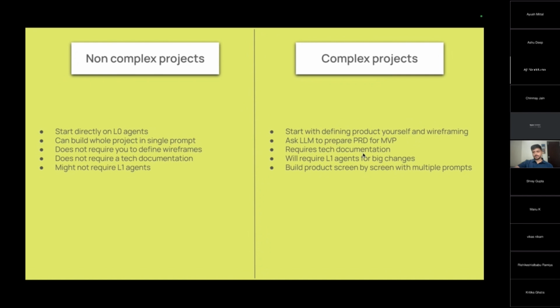At least you need to know the higher level tech, and you will require L1 agents for big changes here. And ideally, you should build screen by screen, not with a single prompt. You can't just say, build a photo sharing app for me, which also allows me to edit photos and videos. You can't just write that prompt and get a good product out of these agents. You have to build screen by screen.